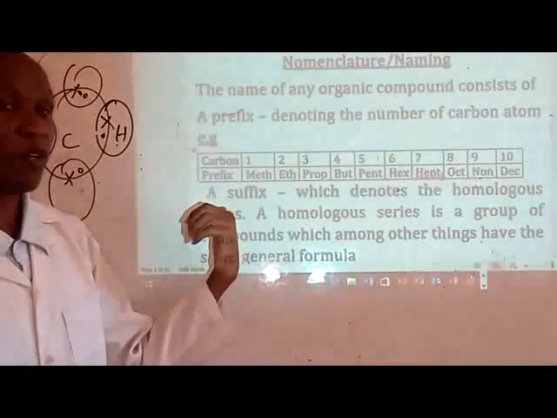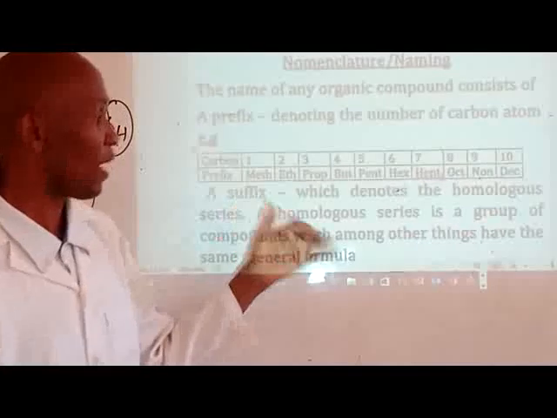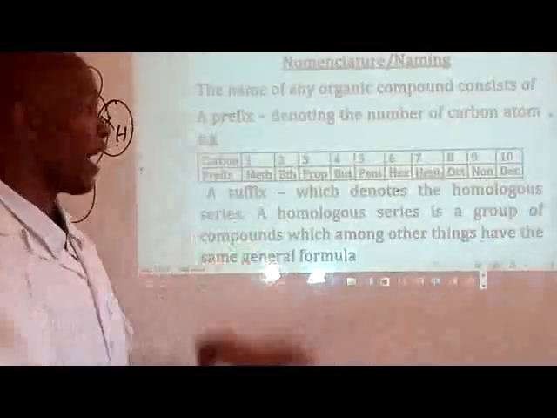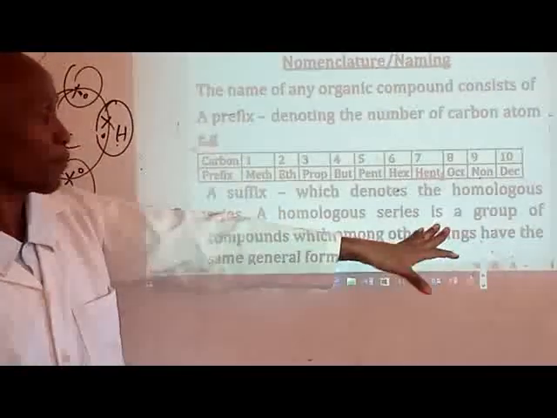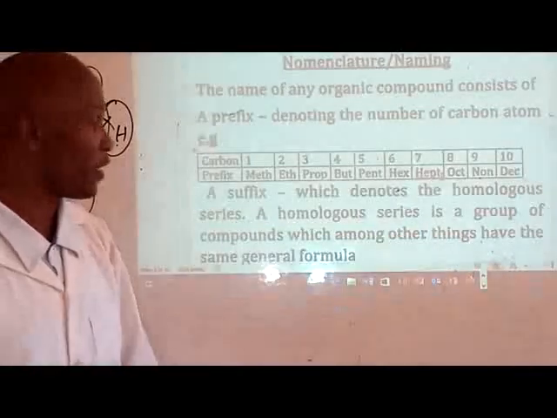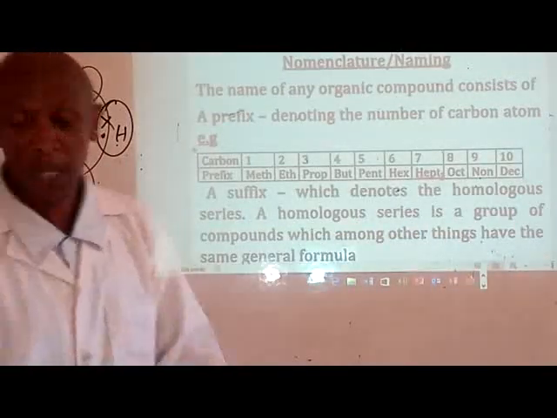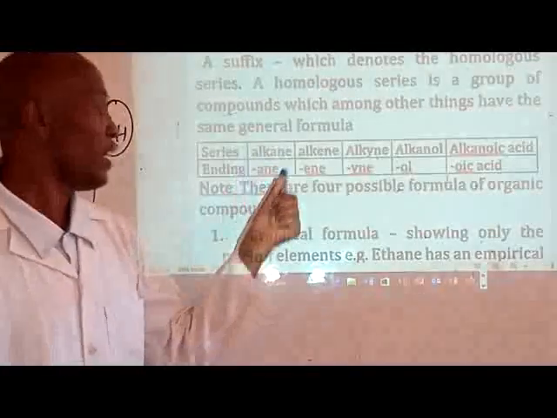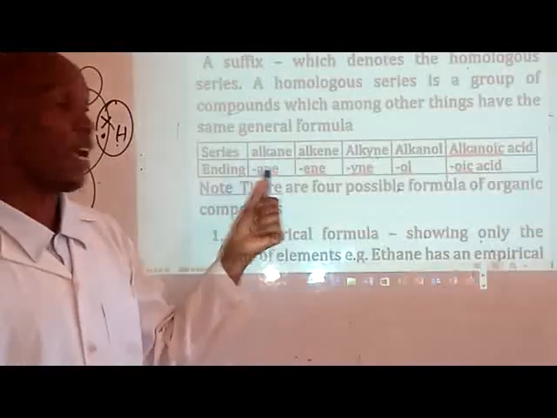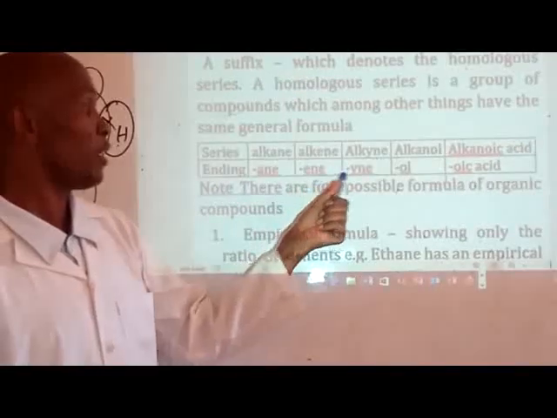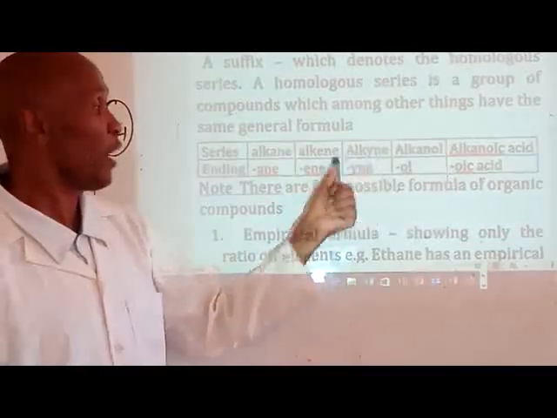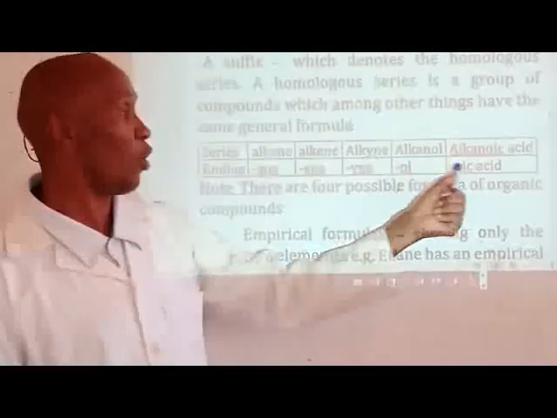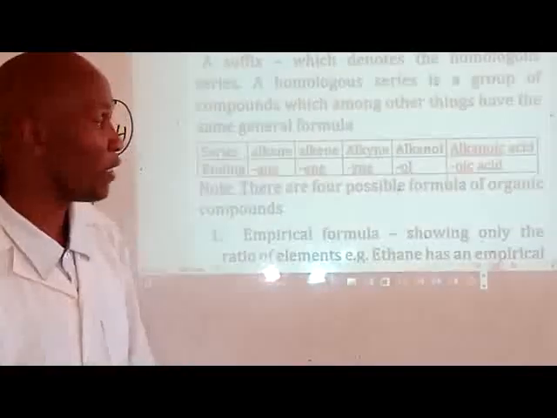Now, the other part of the name of an organic substance is a suffix, or the ending, that stands for the series to which that particular compound belongs. If the compound is an alkane, it will always end with ane. If it's an alkene, it will end with ene. If it's an alkyne, it will end with yne. Alkanols will end with ol. Alkanoic acids will end with oic acid.